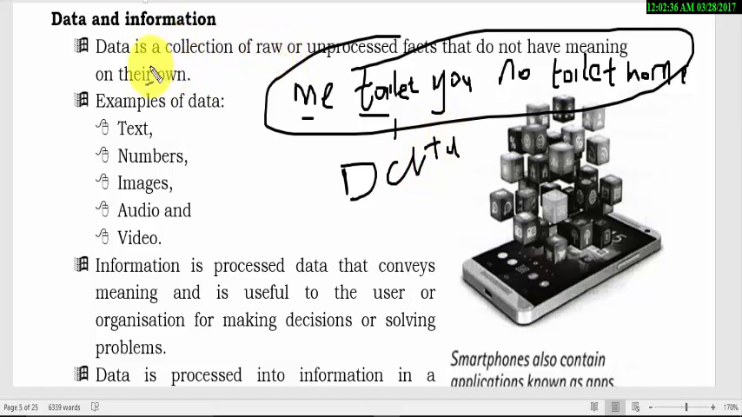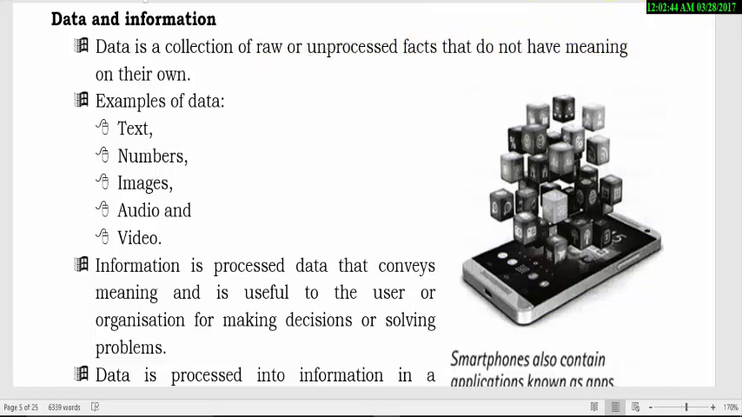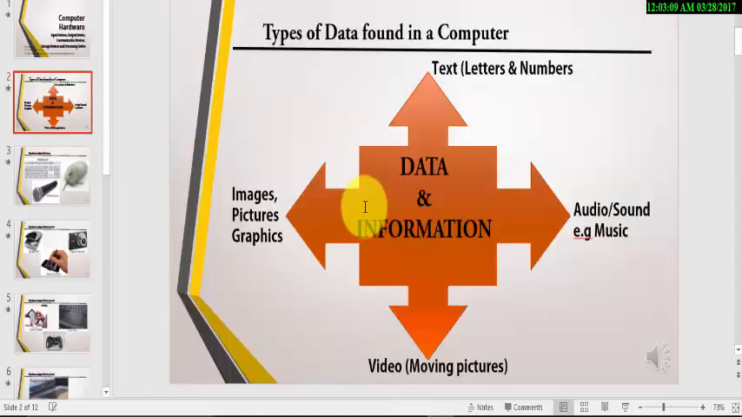Data is a collection of raw or unprocessed facts that do not have meaning. Students, are we together on that one? What we are saying is that it is raw, not ready, not prepared, and it doesn't have meaning, like that sentence you looked at, me toilet, you know toilet home. We have been looking at the types of data found in a computer: text, audio, video, images.